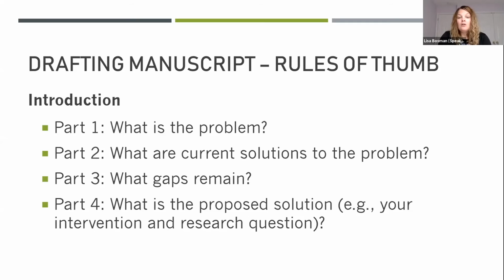Part 2, what are the current solutions to the problem? So here it's important to give credit to other people out there that are also working on it, because then that helps us with part 3, is identifying the gaps. So even though other people are currently working on solutions to the problem, there's still gaps that remain. And then part 4 is this is where you propose your solution, and then you identify how it overcomes some of these gaps. And so this is also where you would list your intervention, your proposed approach, as well as your research question.